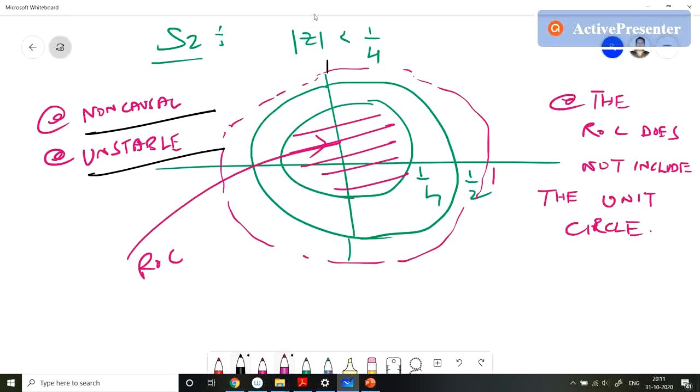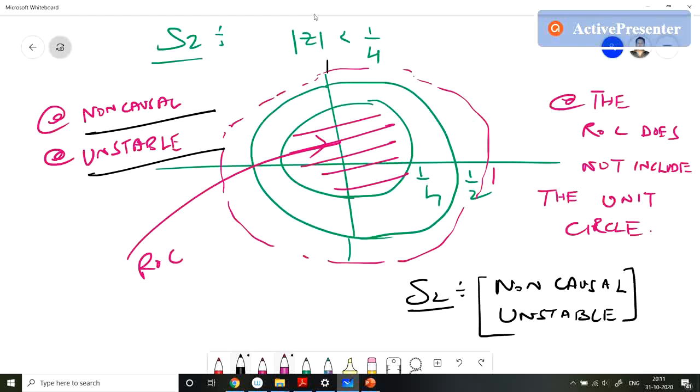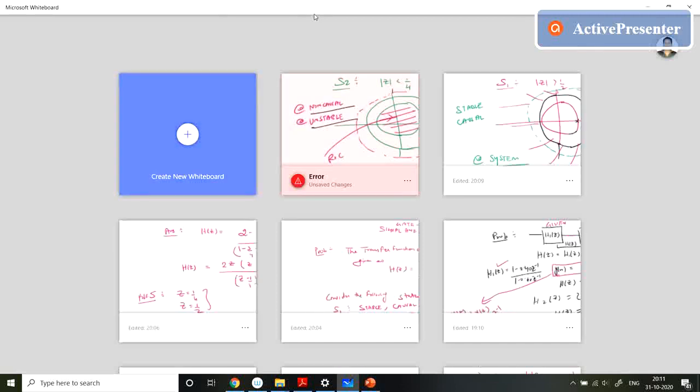So this is our answer for system S2. System S2 is non-causal and also it is unstable. So let us discuss the third system.